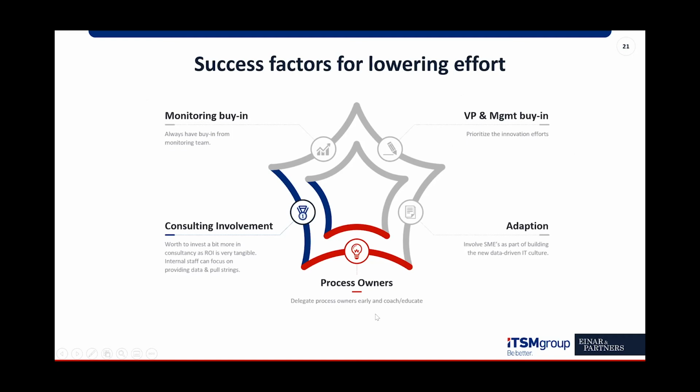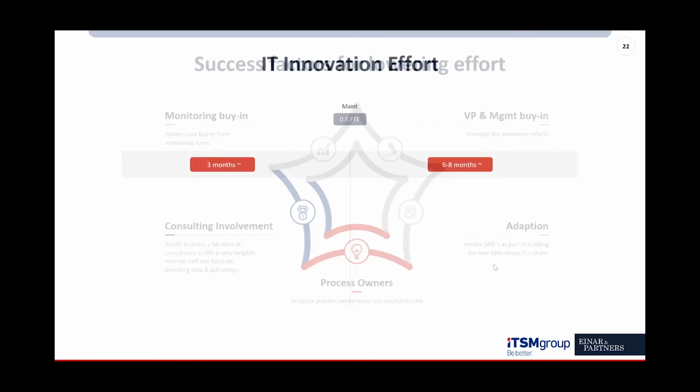Then assign process owners, delegate clear process owners early, and coach and educate them. And then of course the adoption side of things. What I mean with that is, it's really important when you roll out IT innovation to actually involve the SMEs, the subject matter experts, in that process. They must be part of building the IT innovation, the future. They should not have it enforced on them, because then the adoption rate is likely lower. So if you want this to be a well-used product, then involve SMEs definitely.